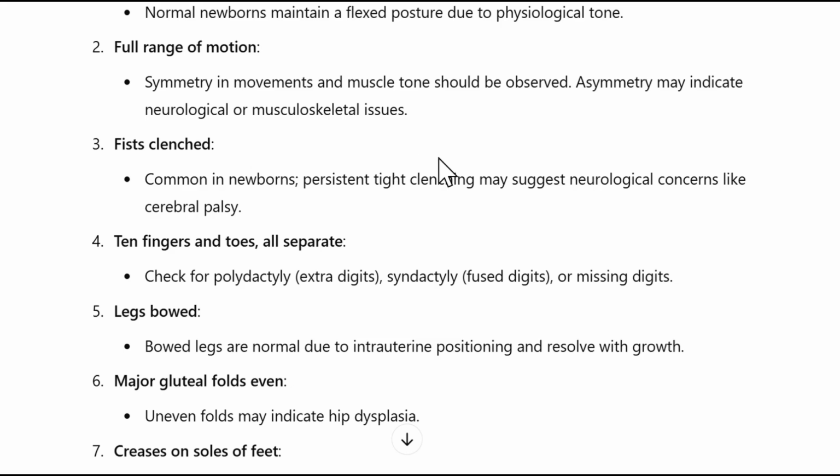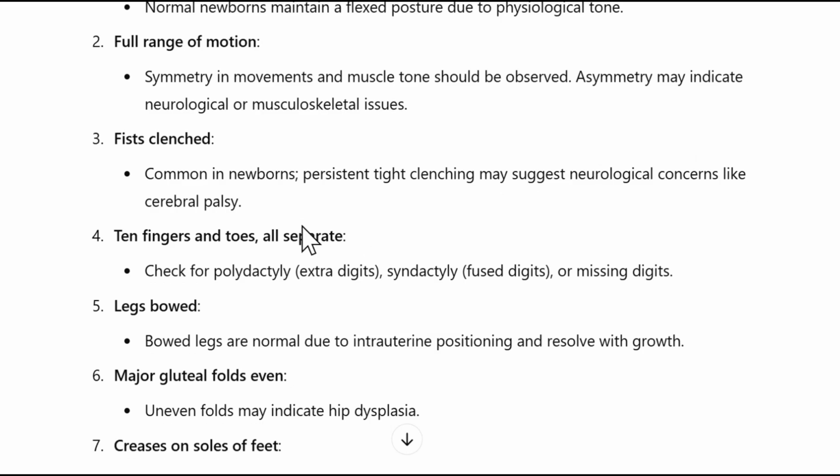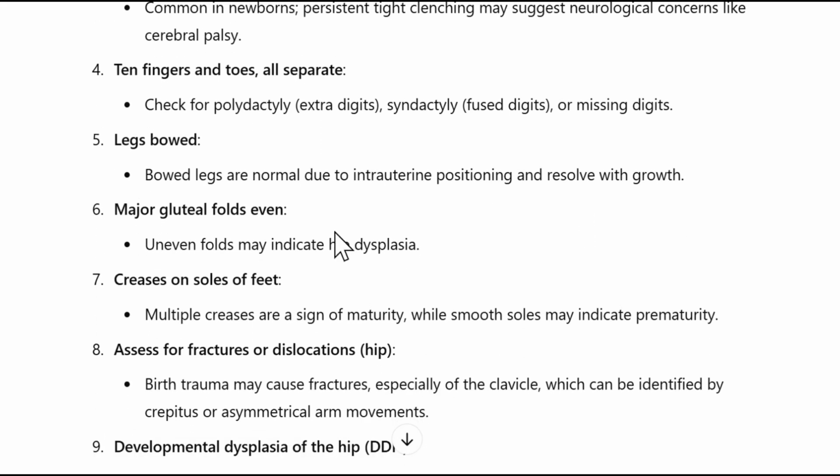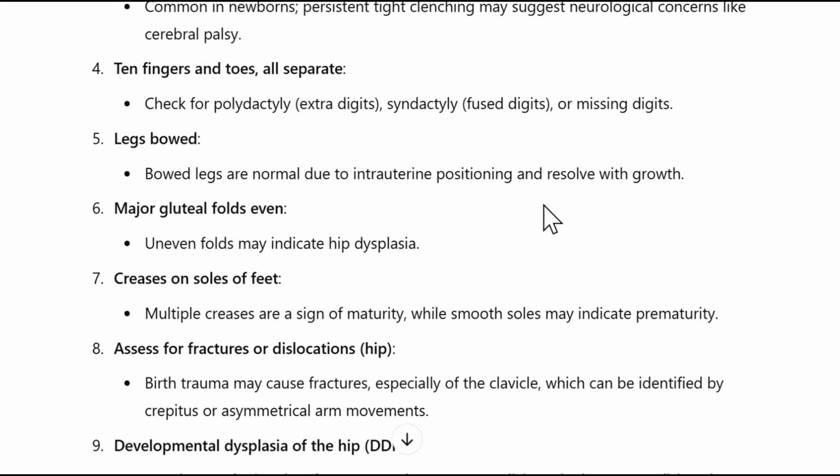3. Fists clenched. Common in newborns, persistent tight clenching may suggest neurological concerns like cerebral palsy. 4. 10 fingers and toes all separate. Check for polydactyly, extra digits, syndactyly, fused digits, or missing digits. 5. Legs bowed. Bowed legs are normal due to intrauterine positioning and resolve with growth.